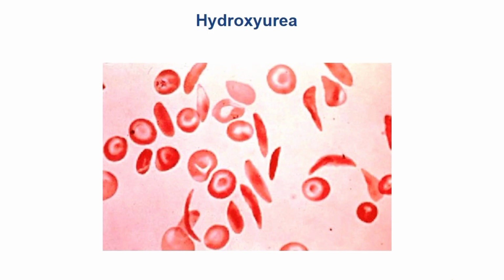Hydroxyurea works by inhibiting ribonucleotide reductase, blocking DNA synthesis during S phase. It has efficacy in melanoma and CML. Didn't we talk about hydroxyurea before? Wasn't it used in sickle cell disease?